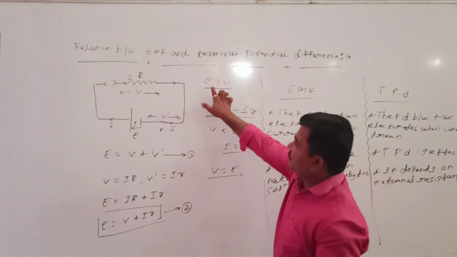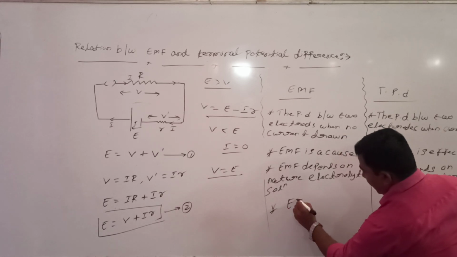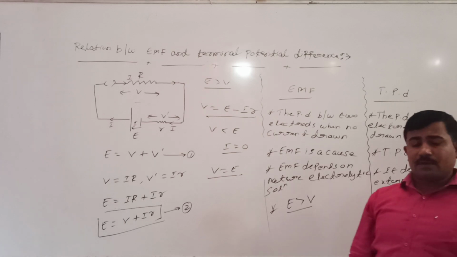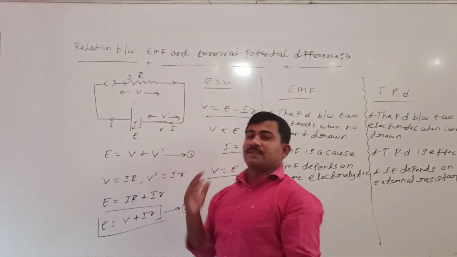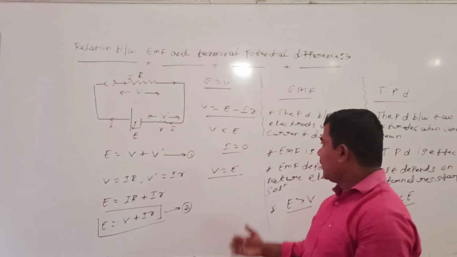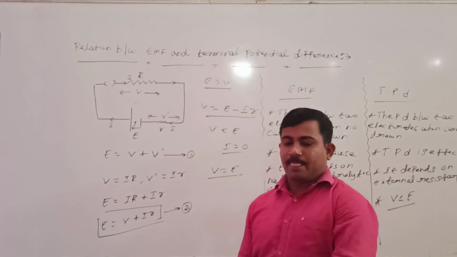This equation indicates, always four differences you can make. EMF is greater than terminal potential difference when current is drawn from the cell. EMF is greater than terminal potential difference. When current is drawn from the cell, the potential difference is less than EMF. Right? These are a few differences between EMF and terminal potential difference.